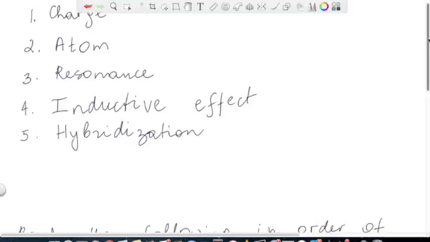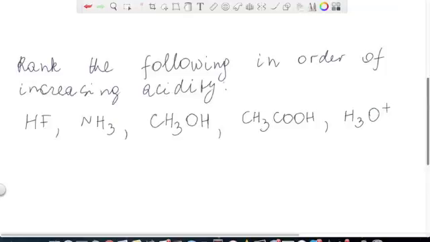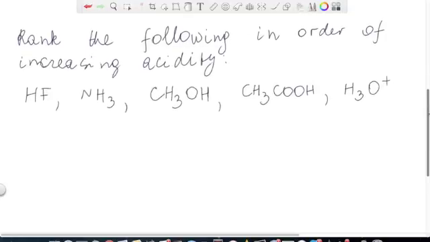So this is a very typical problem that you can see on the exam. Rank the following in the order of increasing acidity, and you're given a list of compounds. So the first thing that you need to do is to write out the respective conjugate bases. Remember that the most stable conjugate base will correspond to the strongest acid. So let's see what we have here. So for HF, we have F minus. For ammonia, we would have NH2 minus.